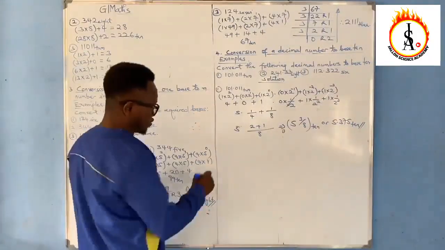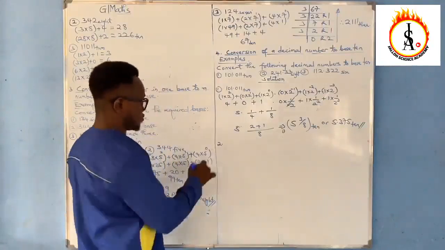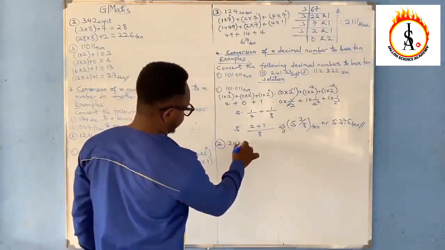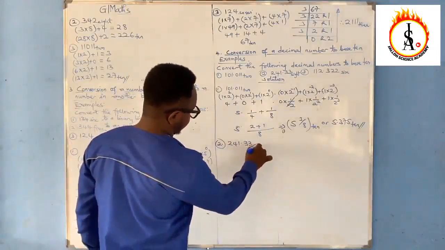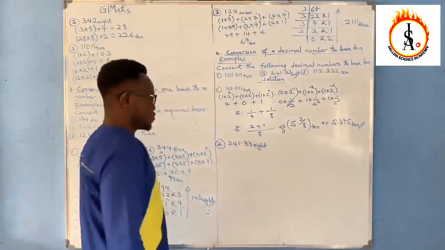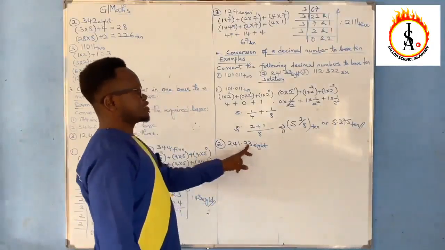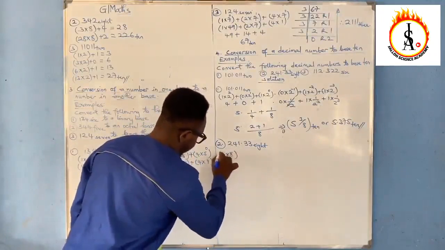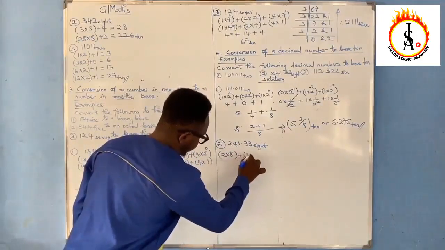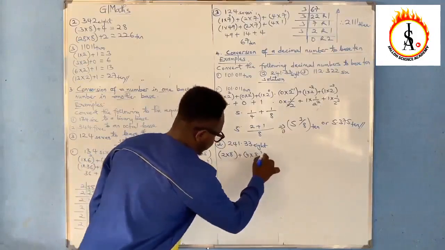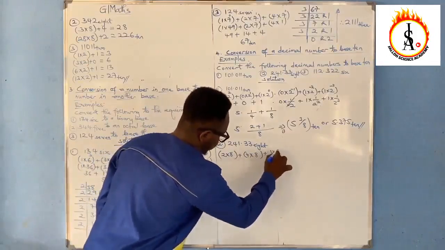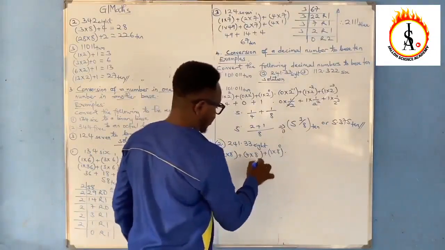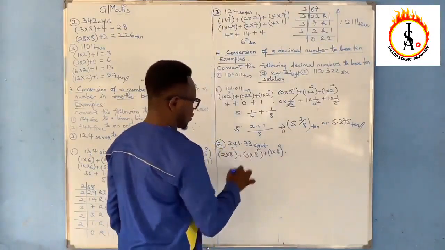So we go to the second example, which is 241.33 in base 8. So this is the whole number part, this is the decimal part. So here it's 2 multiplied by the base 8, added to 4 multiplied by the base 8, further added to 1 multiplied by the base 8. This is a whole number part, so this gets power 0, unit number, power 1, power 2.